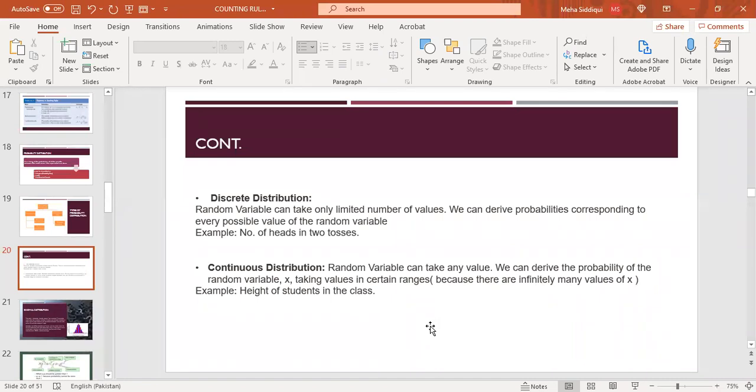First, we will see what is a discrete distribution and a continuous distribution. In a discrete distribution, the random variable can take only a limited number of values. And what is a random variable? A random variable is a quantity that can take any one of a set of mutually exclusive values with a given probability. So we can derive probabilities according to every possible value of the random variable. For example, the number of heads in two tosses. Now, in a continuous distribution, the random variable can take any value. We can derive the probability of the random variable x taking values in certain ranges because there are infinitely many values of x. For example, the height of students in the class.